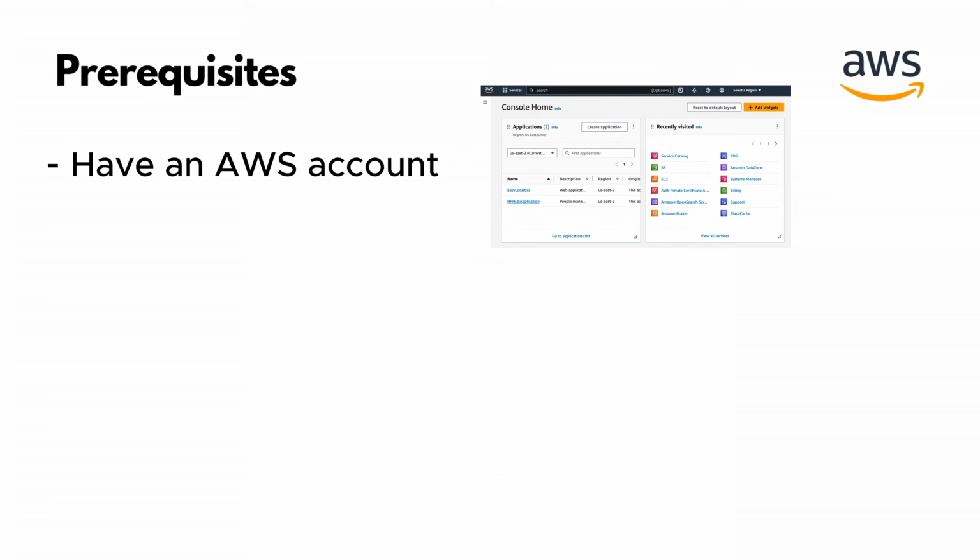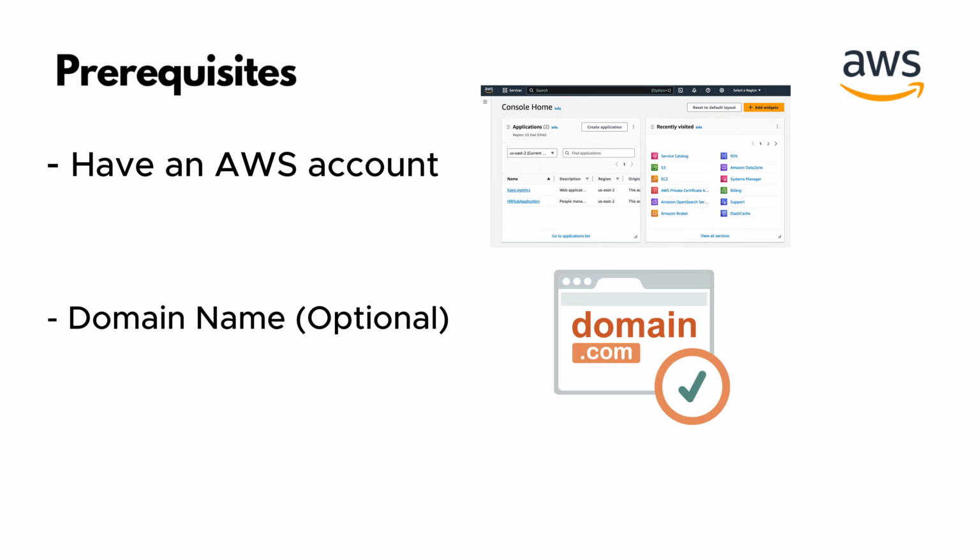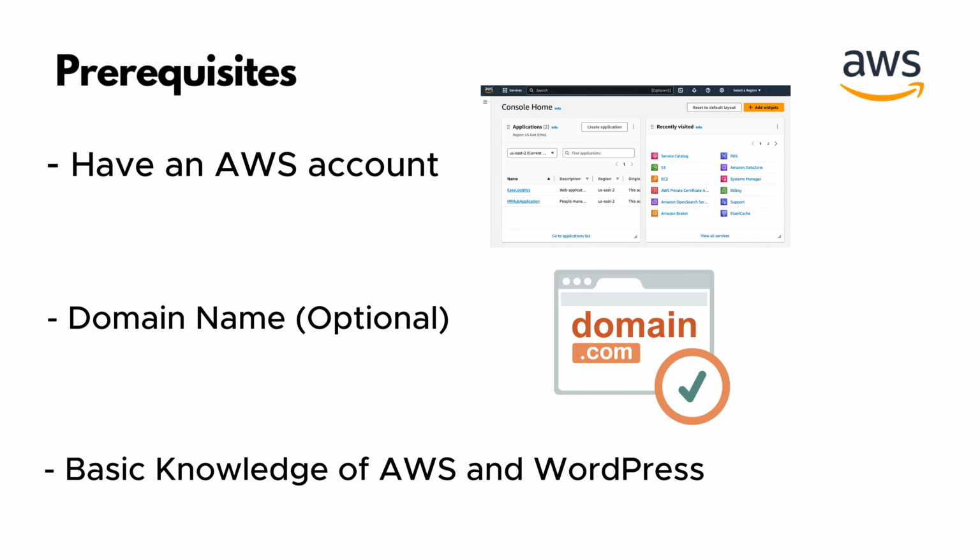First, make sure you have an AWS account set up. If not, watch my previous video on how to create a free AWS account. While not mandatory, having a domain name helps your website appear more professional. And a little knowledge about AWS and WordPress will go a long way in understanding what we'll do here. But don't worry, if you're a beginner, I'll guide you through every step.